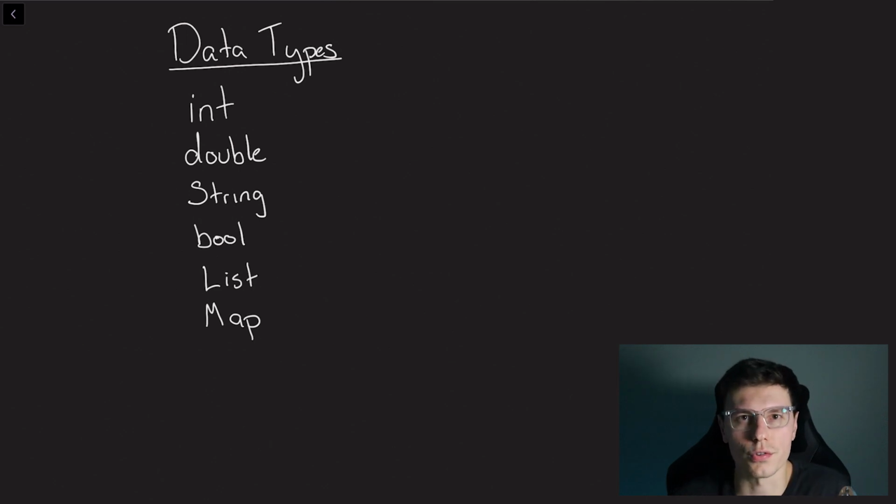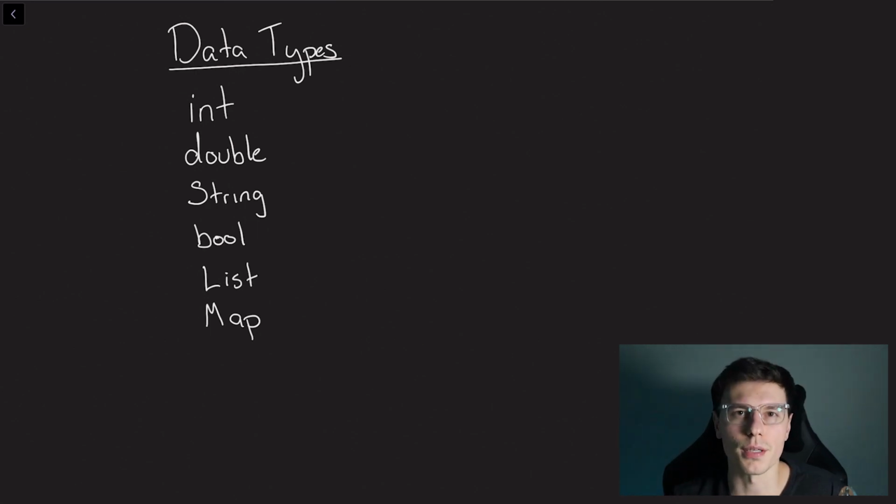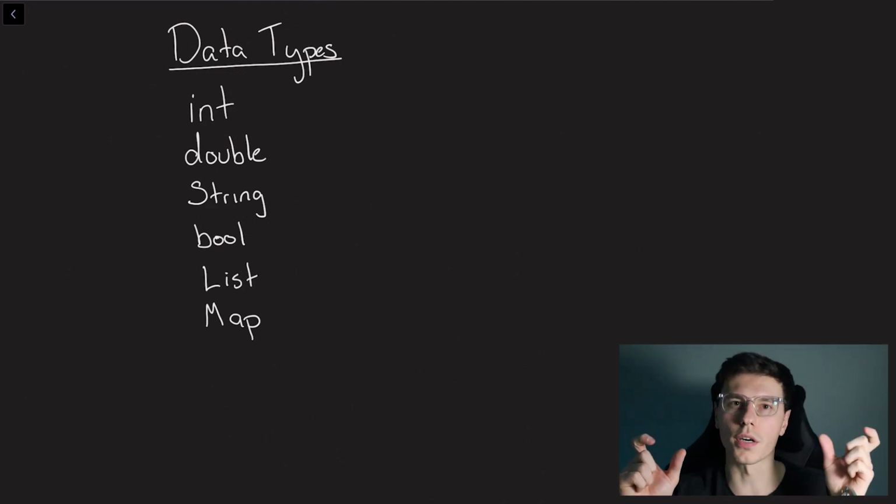Then we have strings. Strings are pretty much just letters or characters put together, and you can store that group of characters in memory and retrieve it as you want. Then we have bool, which is really simple. It's just either true or false. Then we have a list, which is just how it sounds. It's just a list of things. And then a map, which is really similar to a list, except each entry in the list has something that tells you what that entry is.